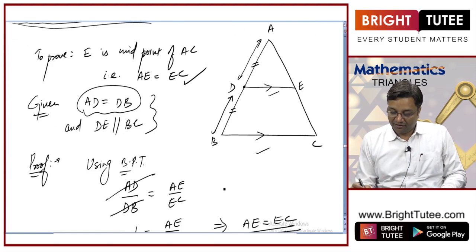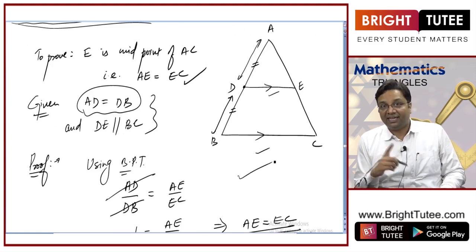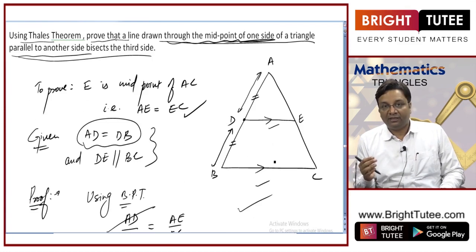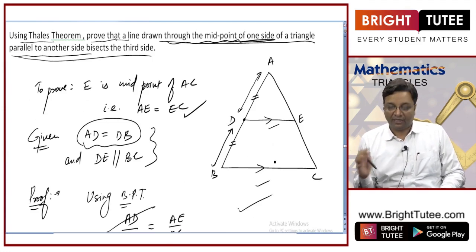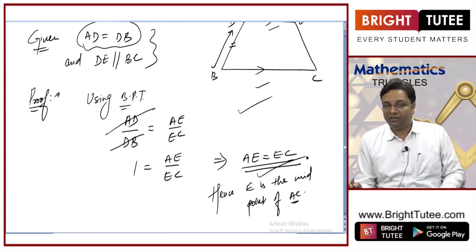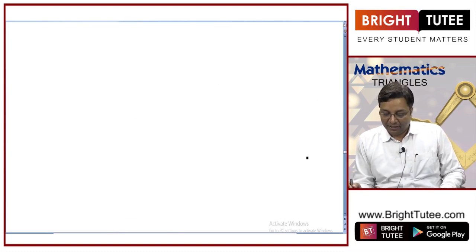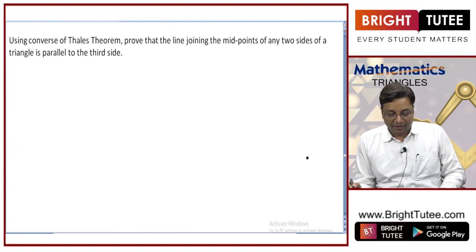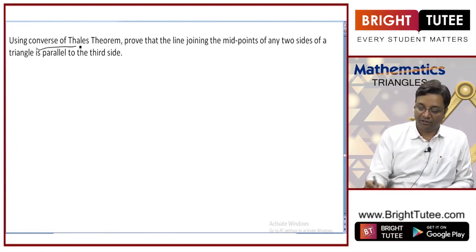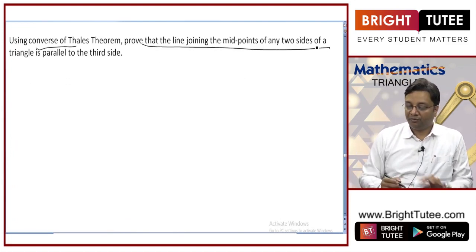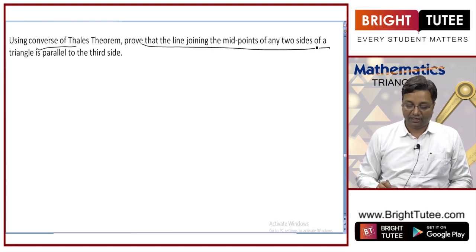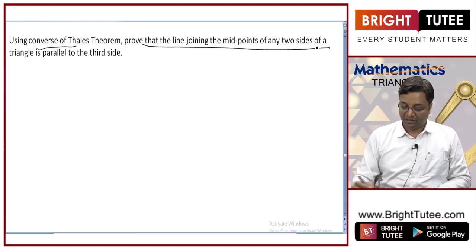Okay. So this was one of the simplest applications of basic proportionality theorem, right? The same result we proved in class 9th using geometry. Remember? If you don't remember it, then go back to the class 9th book and look at it. Otherwise also we have proved it using BPT. Now let us look at the next one. Using converse of Thales theorem, prove that the line joining midpoints of any two sides of a triangle is parallel to the third side.